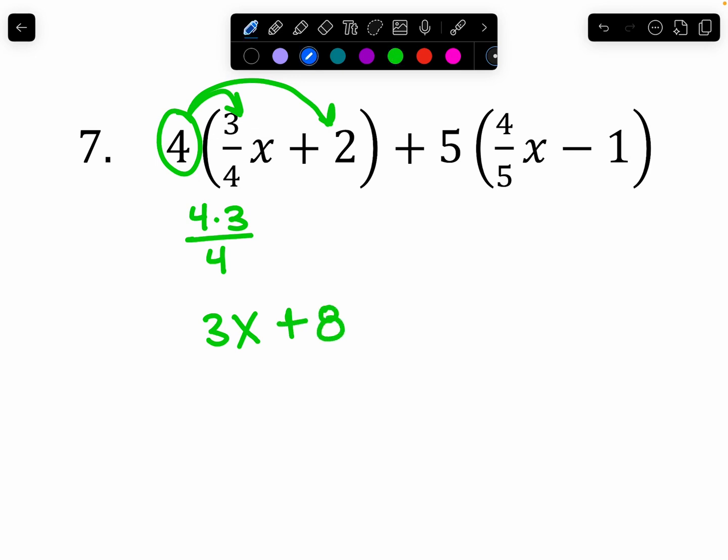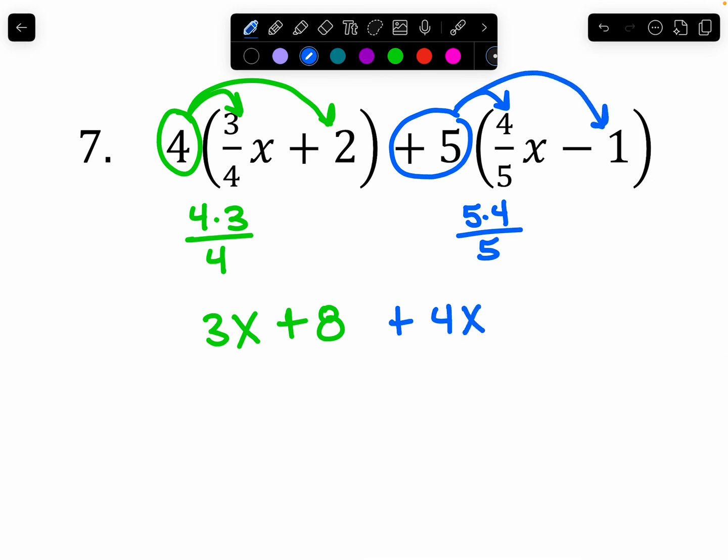Now, that 4 is only touching the first parenthesis, so we are done with the first parenthesis, and now we are going to distribute a +5 to this fraction. Whole number times numerator divided by the denominator. 5 times 4 is 20. 20 divided by 5 is 4. Don't forget your x. And then 5 times -1 is a -5.